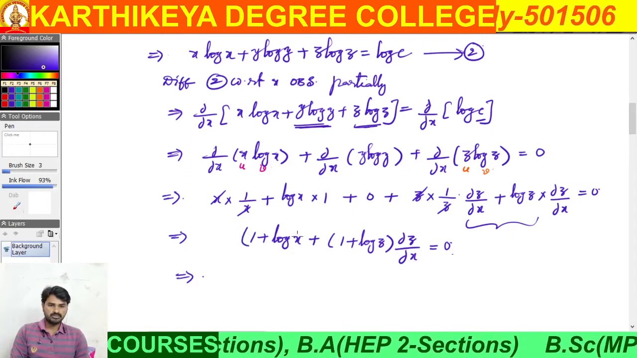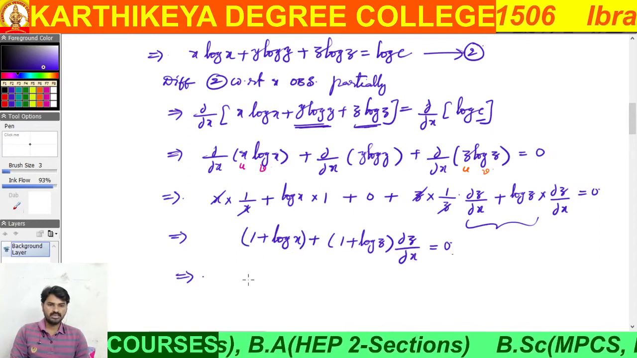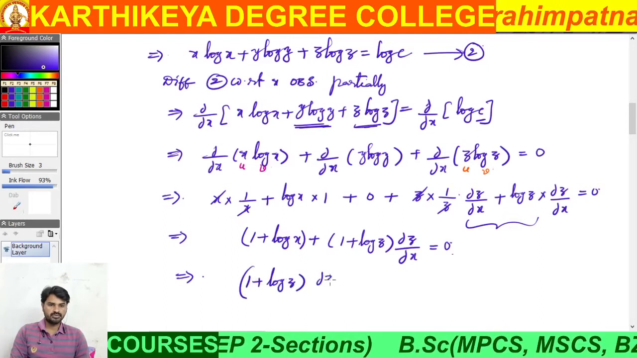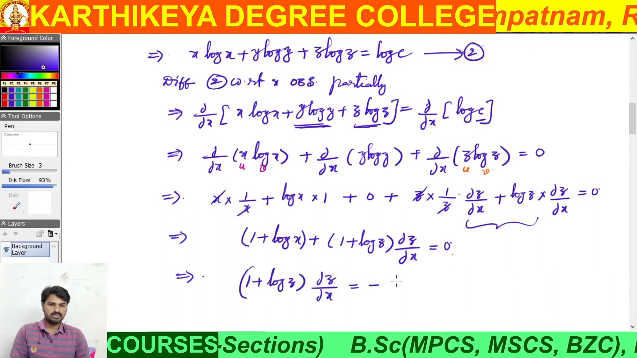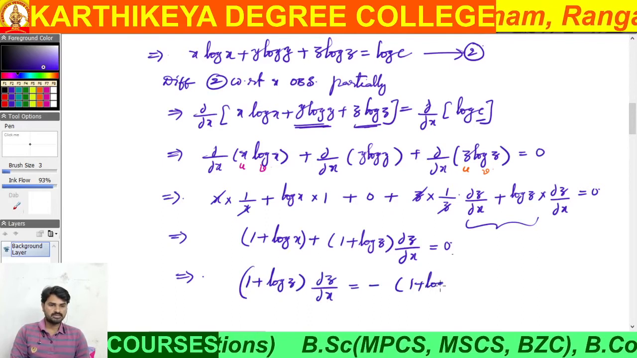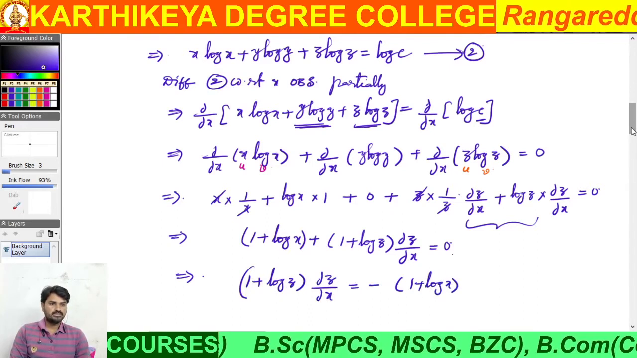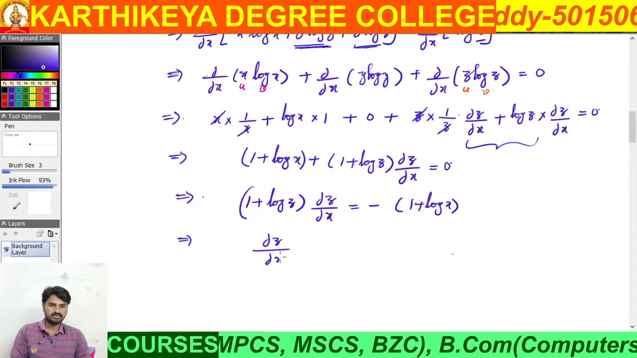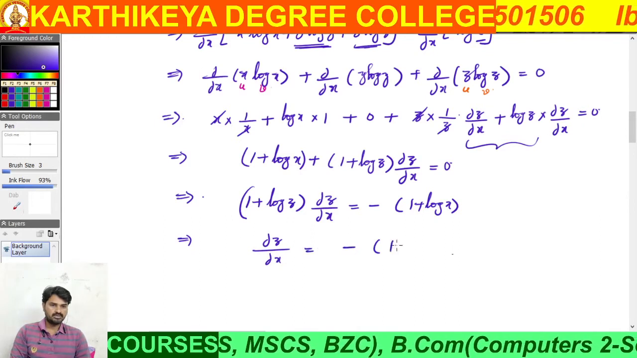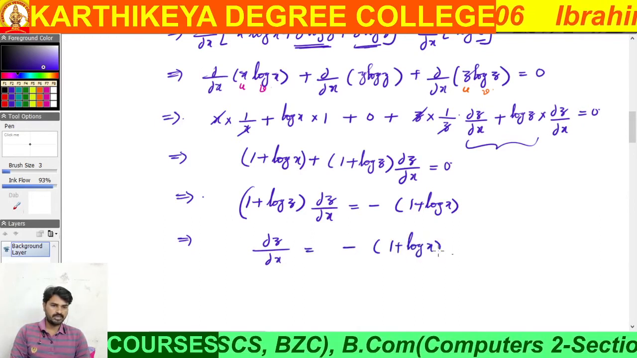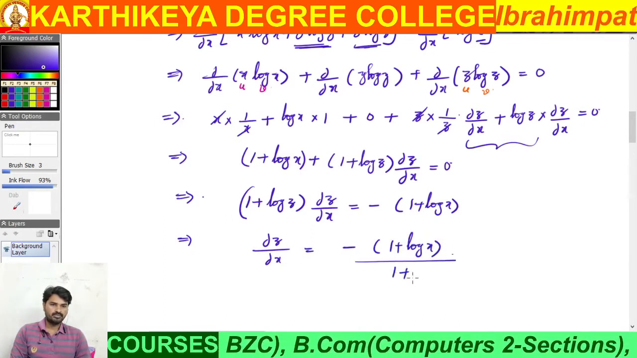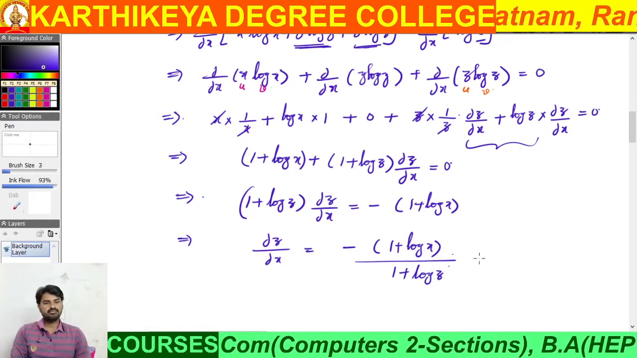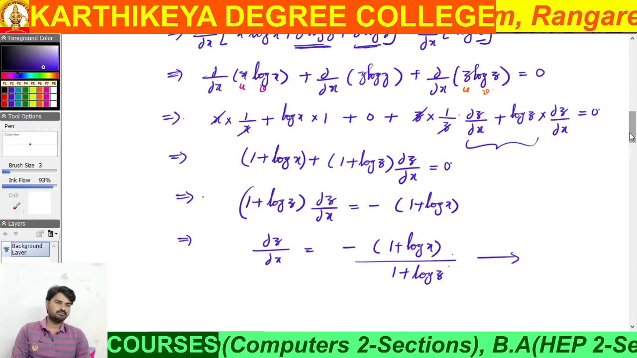So you can take this one to the right hand side: 1 plus log z into ∂z/∂x is equal to minus of 1 plus log x. Next, ∂z/∂x is equal to minus of (1 plus log x) by (1 plus log z). Okay, this is the value. Let it be equation number 3.